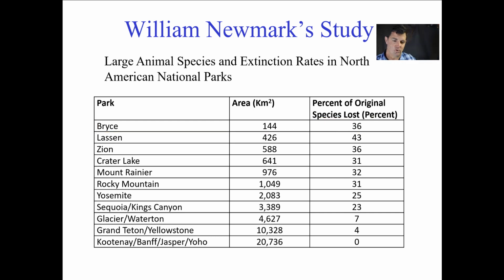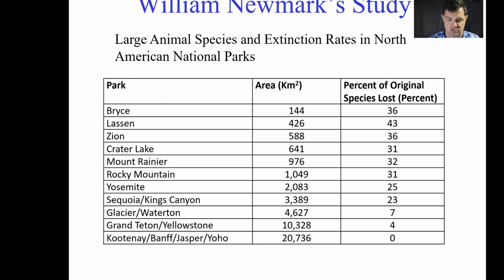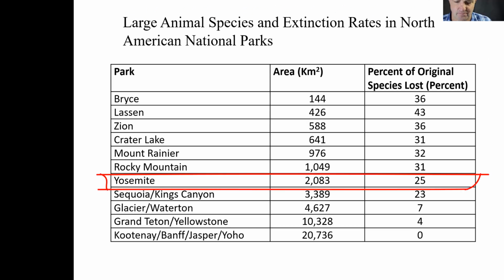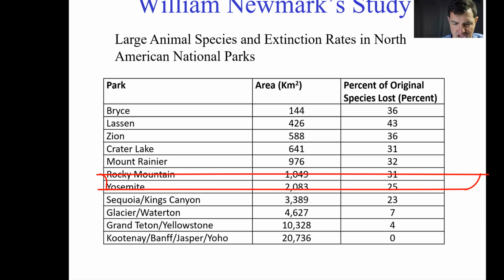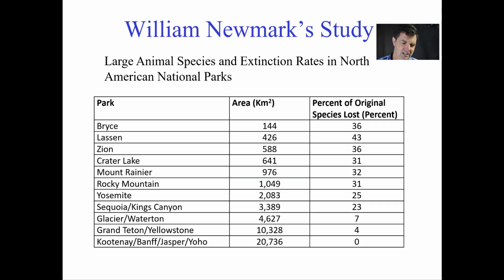Yosemite is a pretty good size park. It's a fairly large park. It's 2,000 square kilometers, but Yosemite's lost 25% of its original mammal species. And it's a national park, so how could that be happening when it's a protected area? But once again, these parks are like ecological islands.